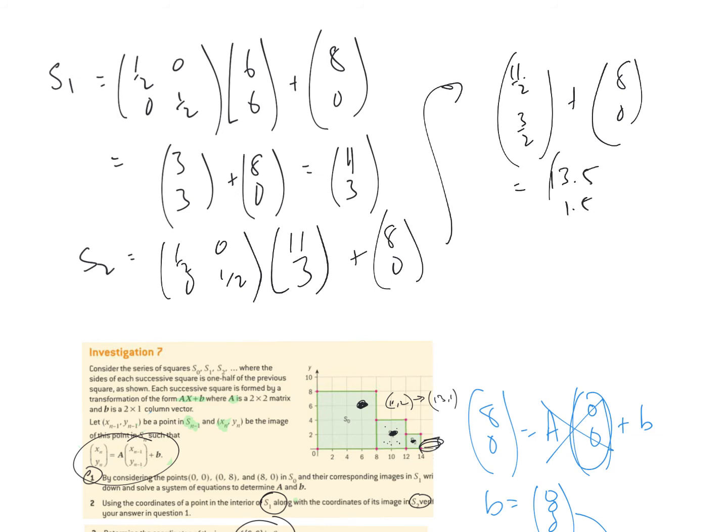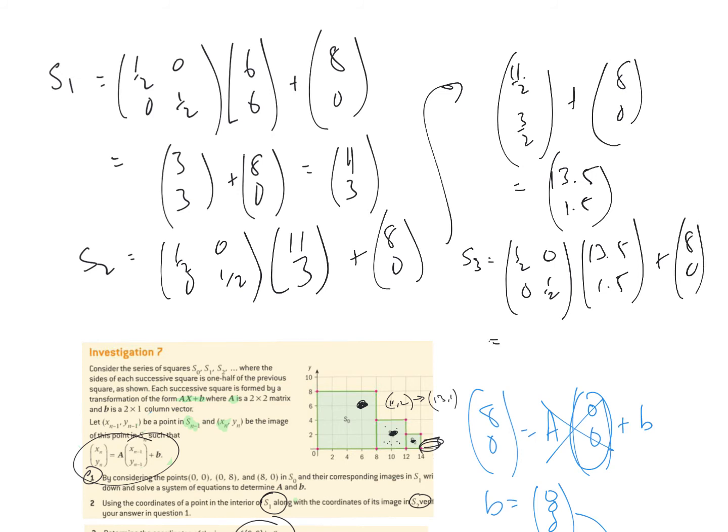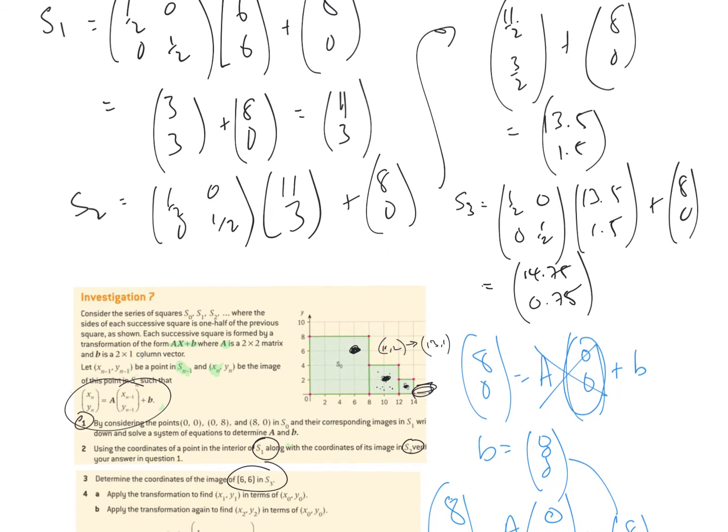13.5 and 1.5. And then finally for S3, I do the same computation again. I go 13.5, 1.5 plus the 8, 0. And when I do that, now I'm going to cheat, look at my answers, but if you multiply, you get 14.75 and 0.75. And that is going to be in S3. This 0.66 will be in S3 in this particular position here.